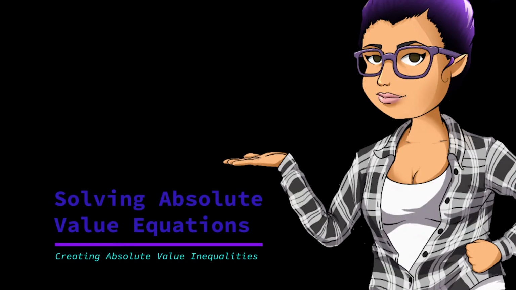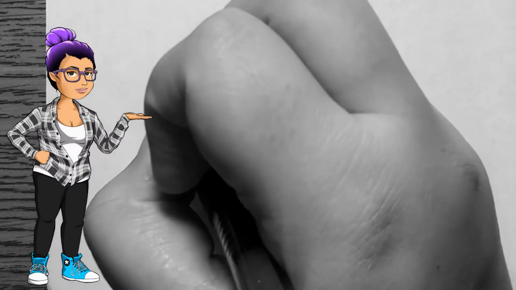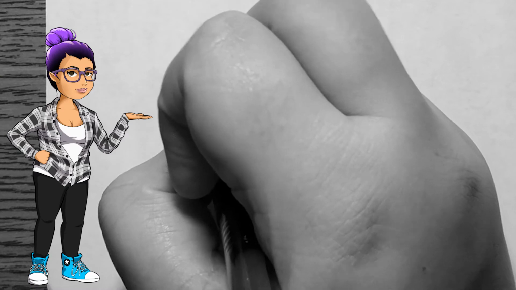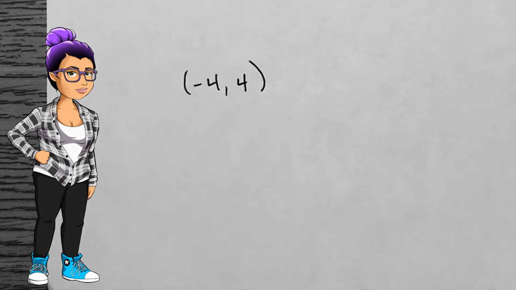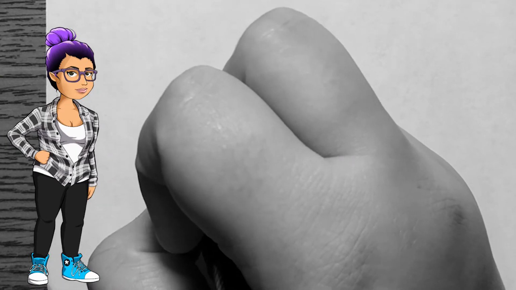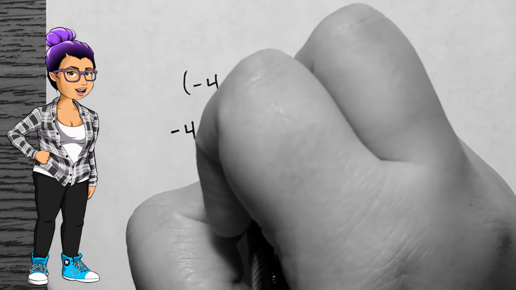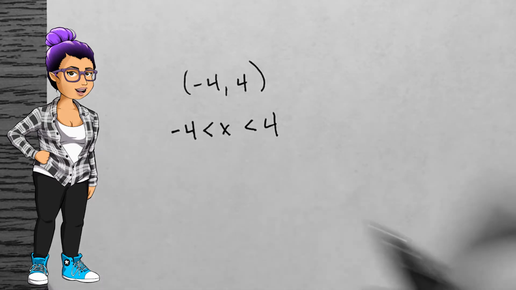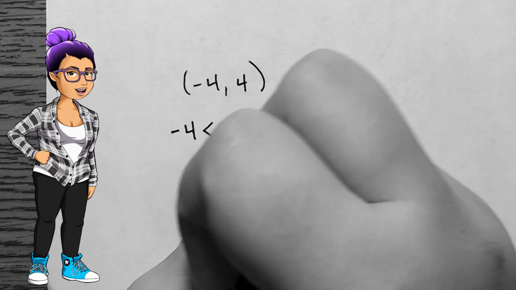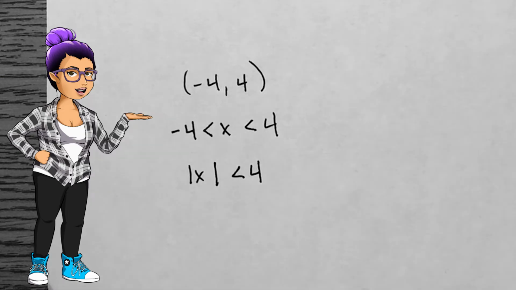Creating absolute value inequalities. As we thought about the graphs of absolute values when solving parts of our equations and inequalities, we'll want to think of some visual elements when creating absolute value inequalities from an interval. Think about the interval -4 to 4. As an inequality, we'd write this as -4 less than x less than 4. So x is somewhere between -4 and 4. This is already the definition of our absolute value inequality, absolute value of x less than 4.